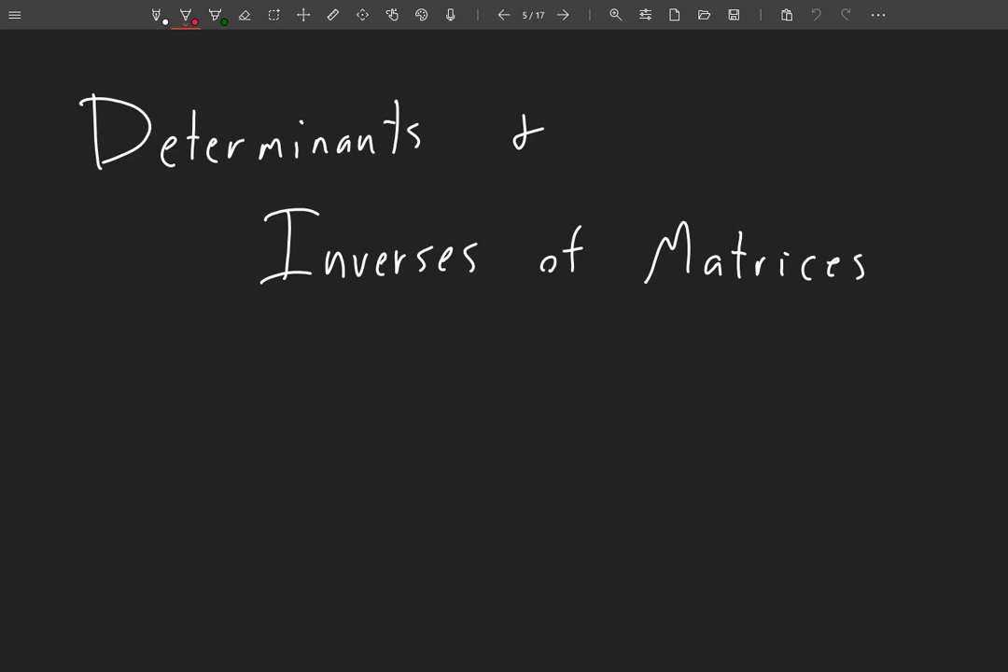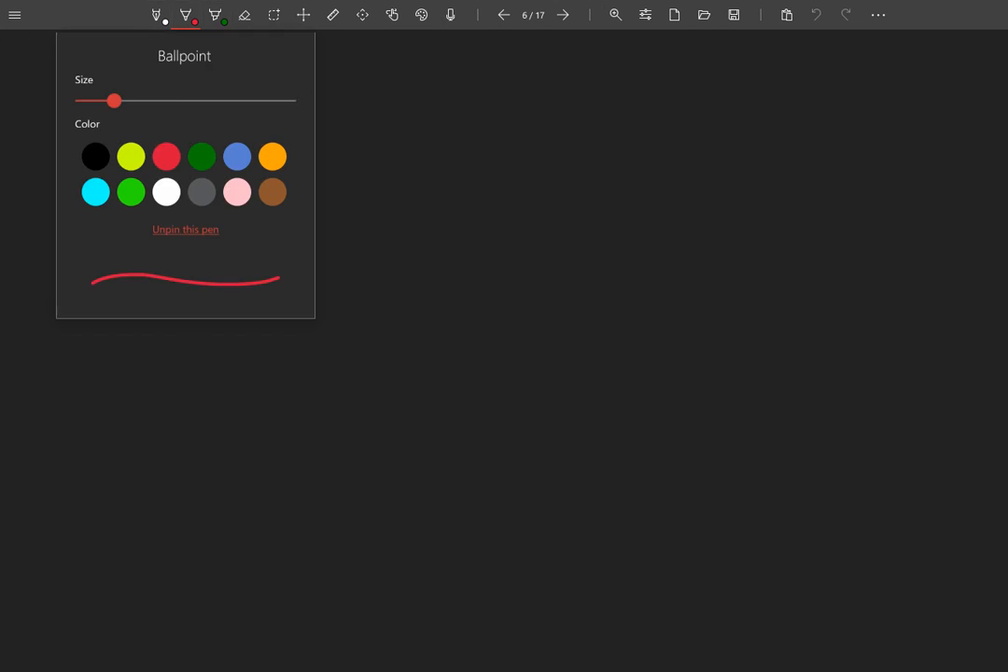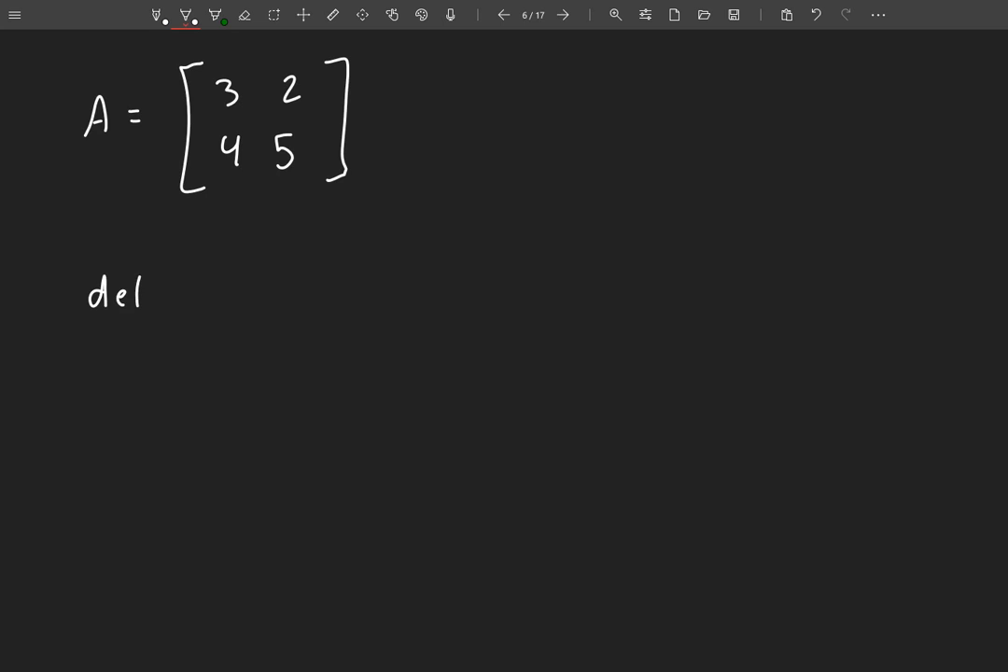Okay, so what's a determinant? Well, let's start with a matrix. Let's say I have a matrix A, and it has some numbers here, like that. And I want to find the determinant of A. Well, there's a bunch of ways I can write that. I could write the determinant of A. Another way you could write it is the determinant of A, and you use these bars here.